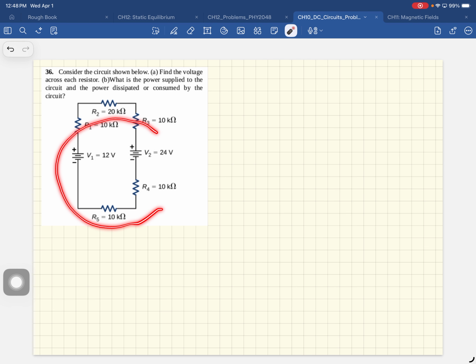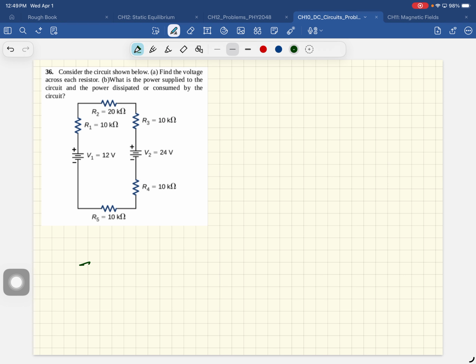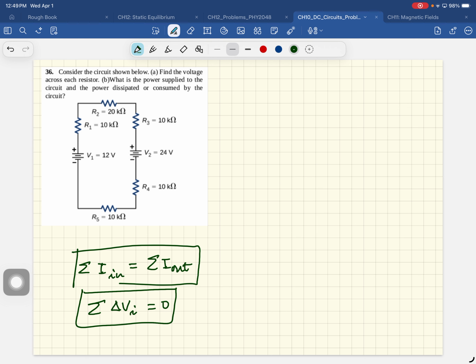All right, so here's a circuit. It's got multiple voltage sources and several resistors. Do you guys remember Kirchhoff's rules? Anybody? So this is Kirchhoff's rule: the sum of currents into a junction is equal to the sum of currents out of a junction, and the sum of the voltage changes around a closed loop adds up to 0. We'll use this rule because we have a closed loop to find the current through this circuit. Now, which way is the current flowing?